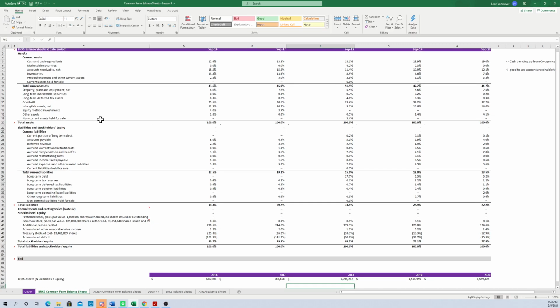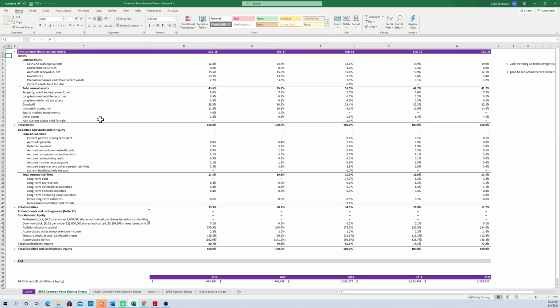All right, awesome. So this is how you build the common form balance sheet. I've done this for Brooks. I've left you all of the information in this workbook to do so for Amazon. So for all the guys in the course, you can get cracking on this by the time you see this video. This document will certainly be uploaded in our Discord server.